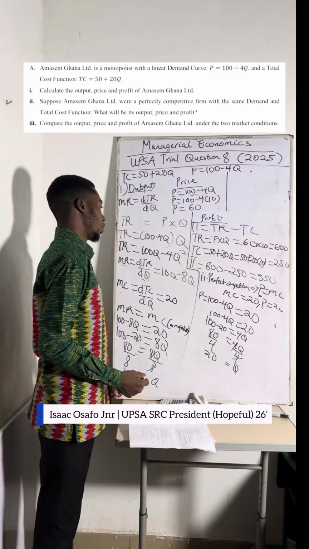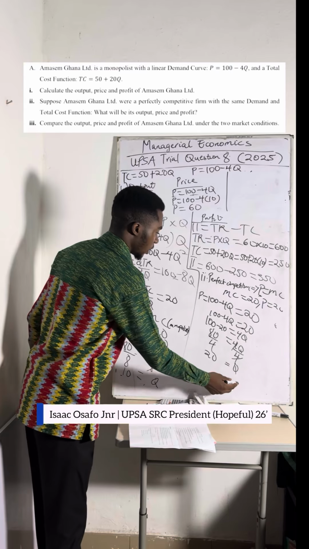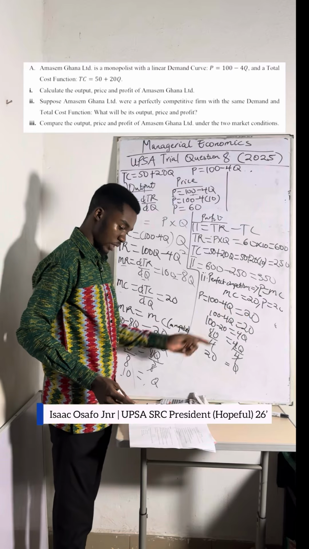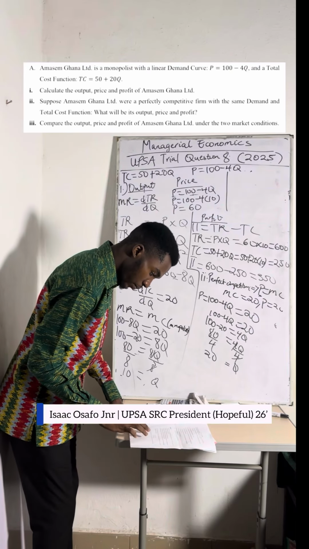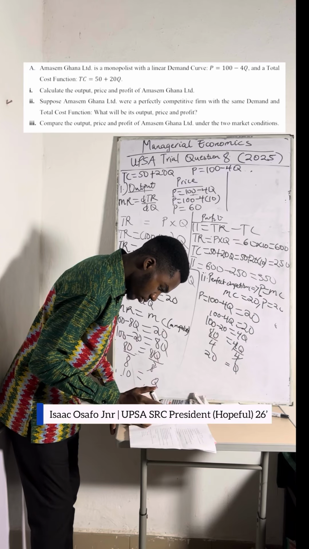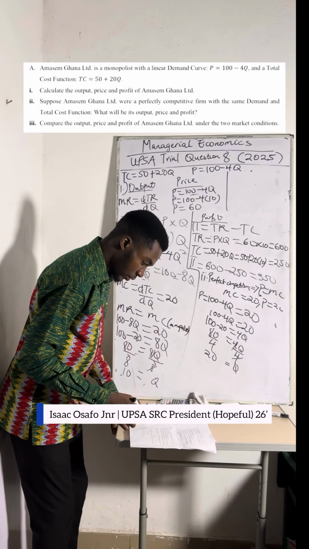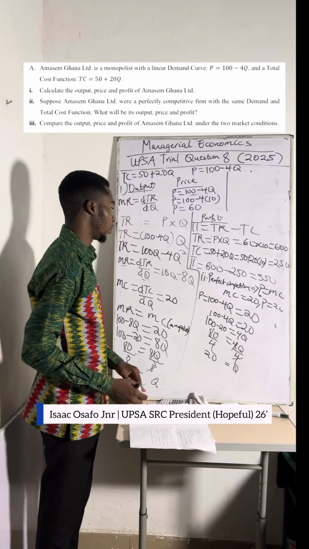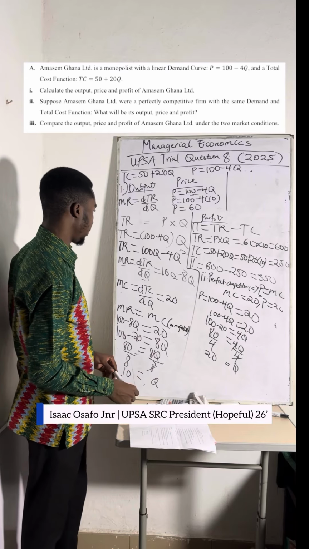Do you get it? So now we found the quantity as well. So we found the quantity, which is the output. And we found the price as well, which is 20. So for the II, they said output, price, and profit. So you found output, you found price. It's left with profit.